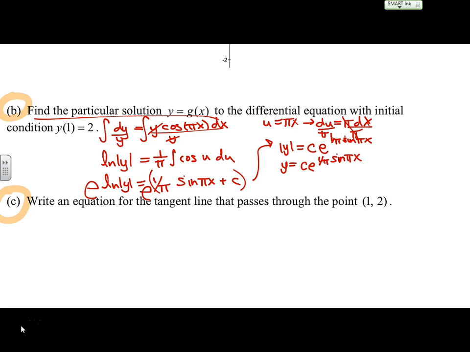Yeah, I'm not done until I use my initial condition. Good. Gotta use my clue. Gotta plug in the point 1, 2. So I get 2 is equal to c times e to the 1 over pi times sine of pi.